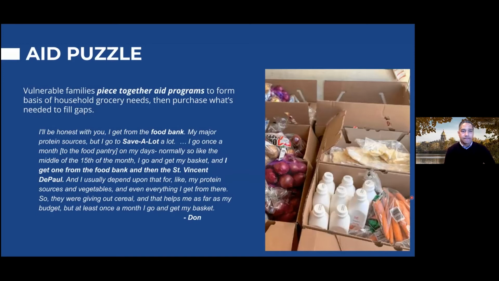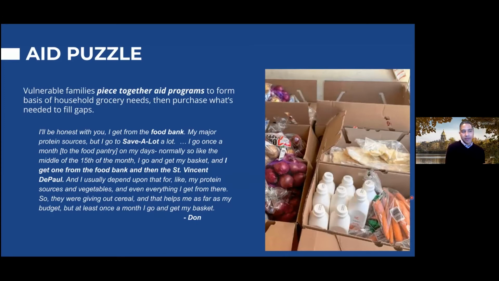So I'm going to start by talking about how our participants tend to use assistance for food. In general, these families piece together aid programs to form the basis of their household grocery needs. And then they purchase what they need to fill the gaps. They express gratitude for food provided by services like pantries, and those pantries often supply the most expensive of the household needs, like proteins and fresh fruit, produce, and so on, filling those vital gaps that they depend on and they plan around.